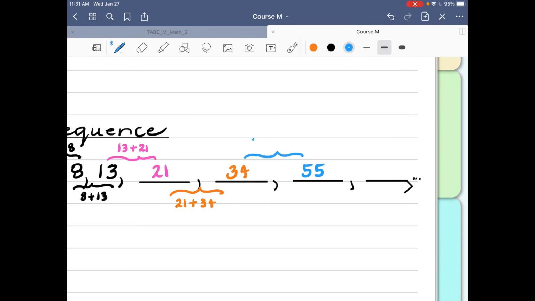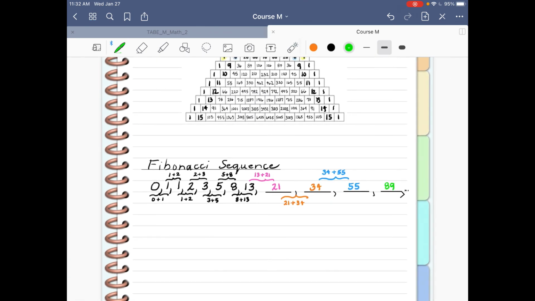And then 34 and 55 get added together to give me that last number, and that's going to be 89. So the missing numbers, we've found them. You could continue that sequence as long as you wanted to. But if you encounter the Fibonacci sequence on a test, it's similar to Pascal, where you add the two numbers before to get the third number.